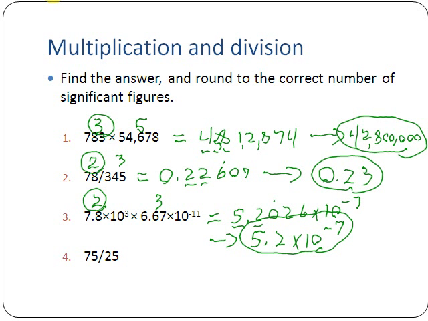Okay? Our last one here, 75 divided by 25. Well, we can do this one in our head. 25 goes into 75 3 times. So our rounded answer is simply going to be 3.